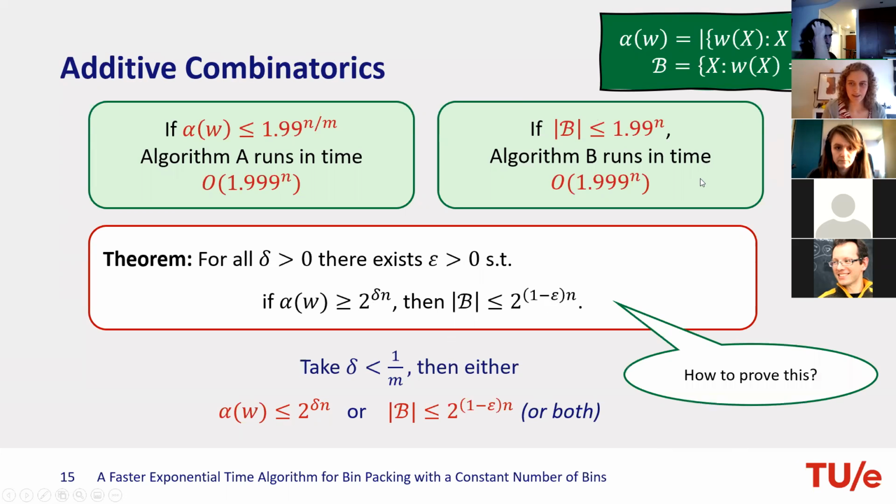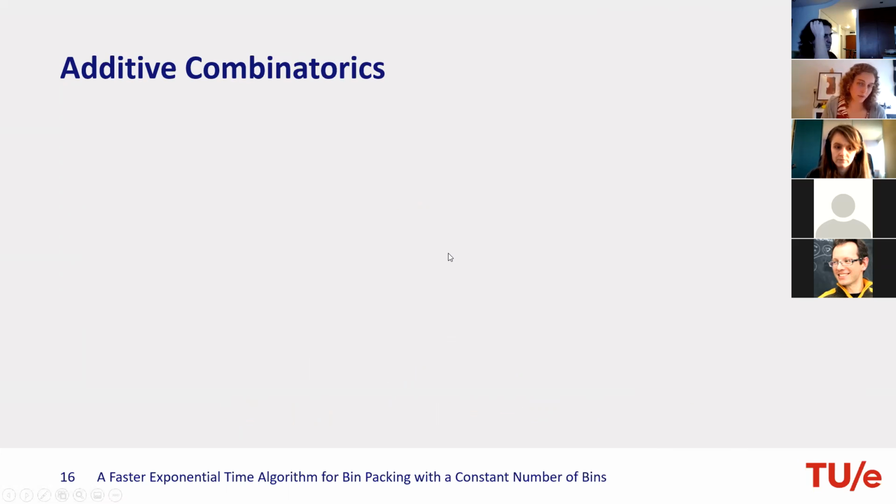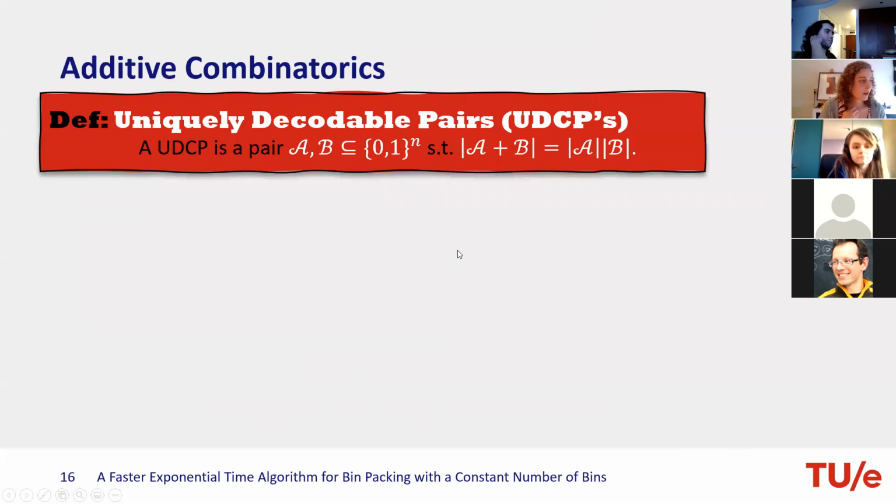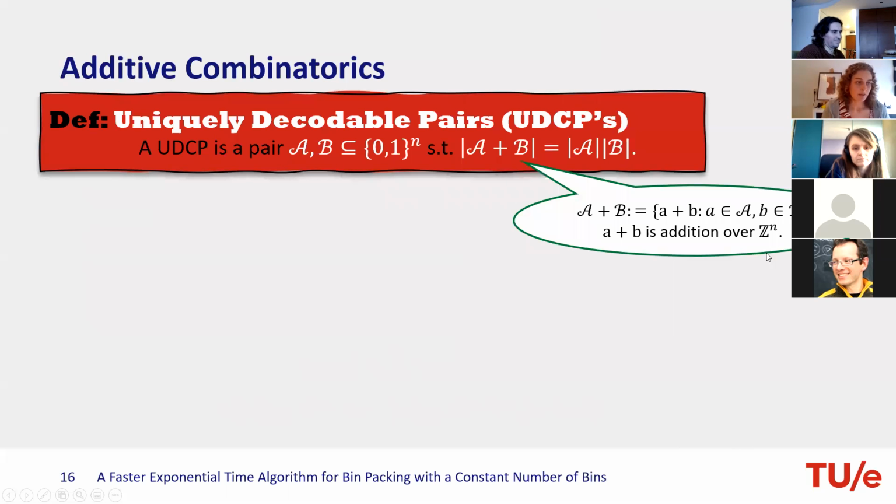But then again, how to prove this, because this is quite a hard statement and it's entirely not clear how you can prove this. And what we're going to use is additive combinatorics, and a very specific part of additive combinatorics called uniquely decodable pairs. So a uniquely decodable pair is a pair of sets A and B, such that the size of A plus B is equal to the size of A times the size of B. So where A plus B is just pairwise addition, for every set element in A and B, we're just going to sum it and put it in. And the addition is over just the integers, so we can actually get 2's in this set.